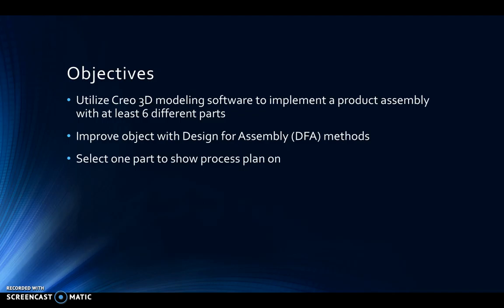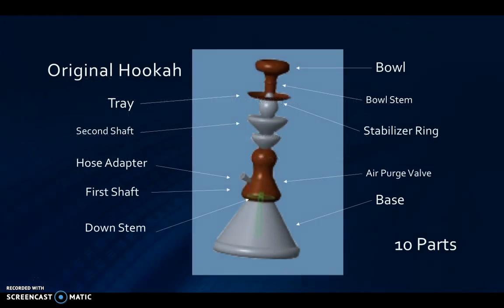During this project, we had three goals. The first one was to utilize Creo 3D modeling software to implement a product assembly with at least 6 different parts. The second one was to improve the object with design for assembly methods. And finally, to select one part to show a process plan on. On this slide, you can see our original hookah created in Creo Parametrics. It consists of 10 parts.